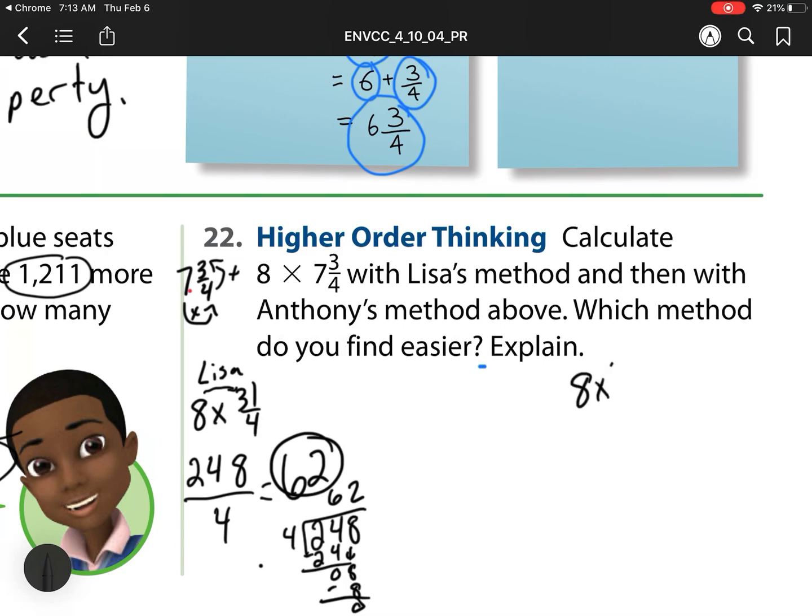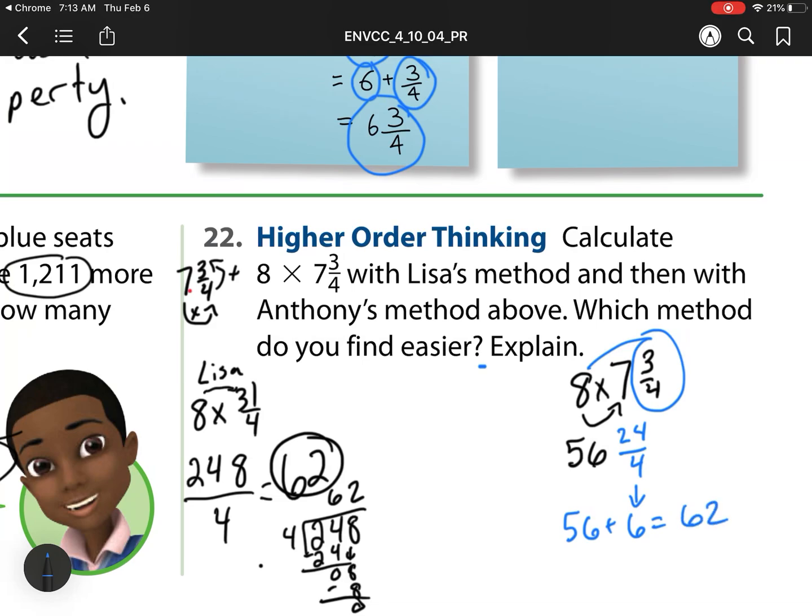So I have 8 times 7 3/4. So again, I multiply the whole numbers and I get 56. And now I multiply my whole by my fraction. 8 times 3 is 24 divided by 4. And what can I rename 24 divided by 4 as? Well, that's 6 wholes. 24 divided by 4 is 6. So I have 56 plus 6, which is now 62.